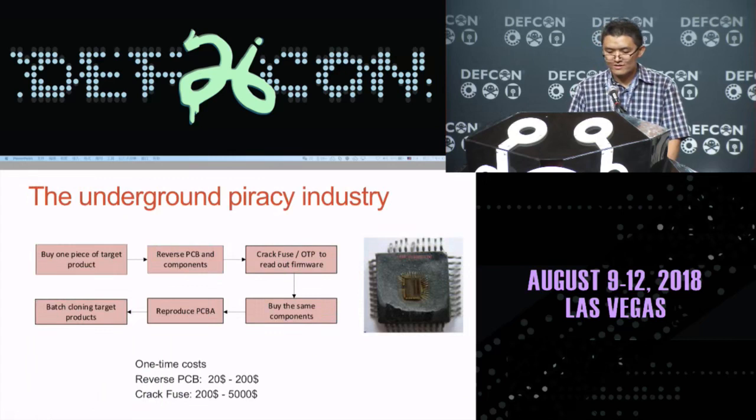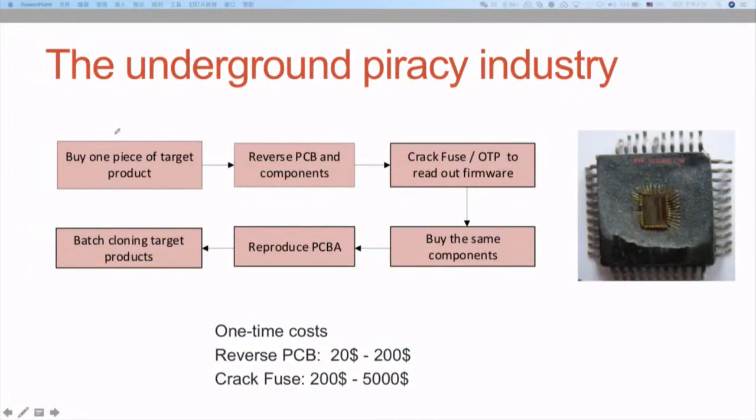To understand how such a secure boot can protect the designer's copyright, we have to understand how the copier clones a hardware product. As this figure shows, firstly, the copier buys pieces of the target product. Then he recovers the PCB layout and the corresponding components through reverse engineering. Thirdly, he cracks the code protecting mechanism to read out the firmware. After that, he buys the same components and reproduces the PCBA. Finally, he burns the firmware into the PCBA and he can batch clone target products.